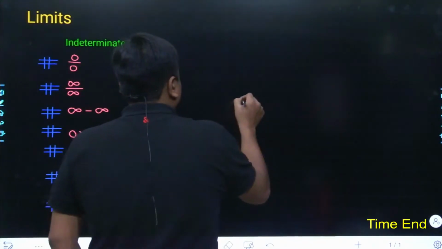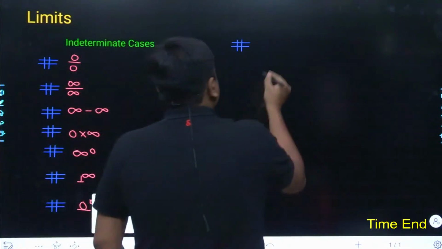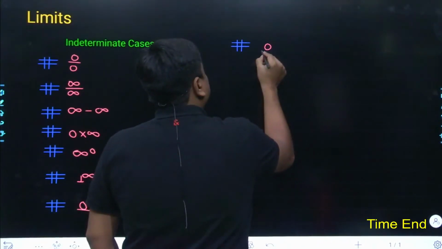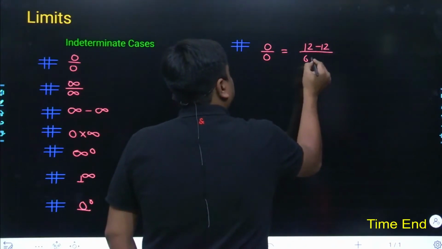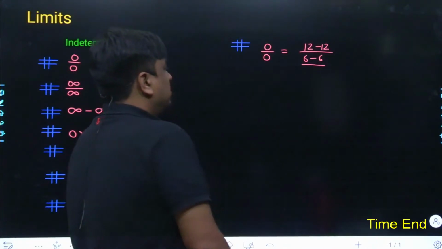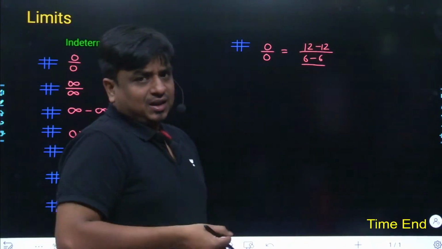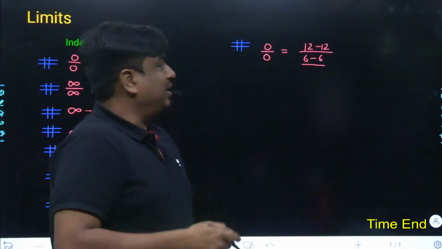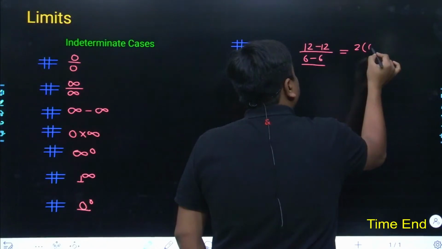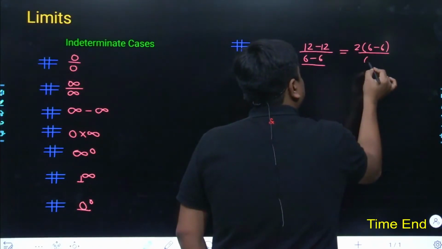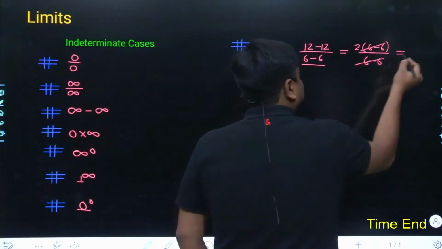So let me take an example, and things will be clear to all of you. See, let's take 0 by 0 as the ratio of 12 minus 12 divided by 6 minus 6. Obviously, the numerator is 0, since 12 subtracted from 12 results in 0. The denominator is 6 minus 6, again a subtraction of the same number, so it is again 0. One person may take 2 common out of the numerator, and the factor left is 6 minus 6, and here it goes 6 minus 6. And if he cancels 6 minus 6 over 6 minus 6, the result is 2.